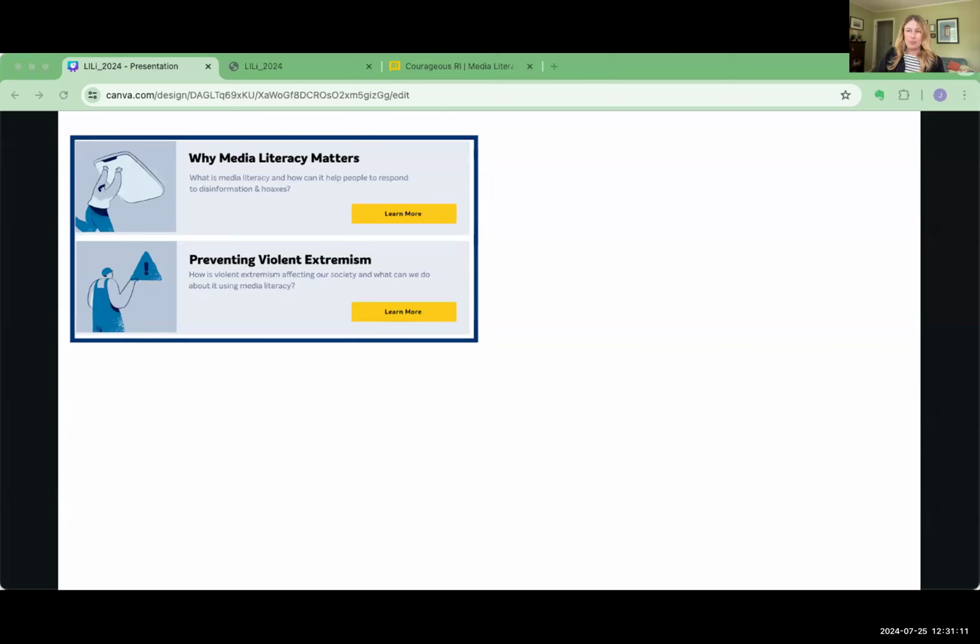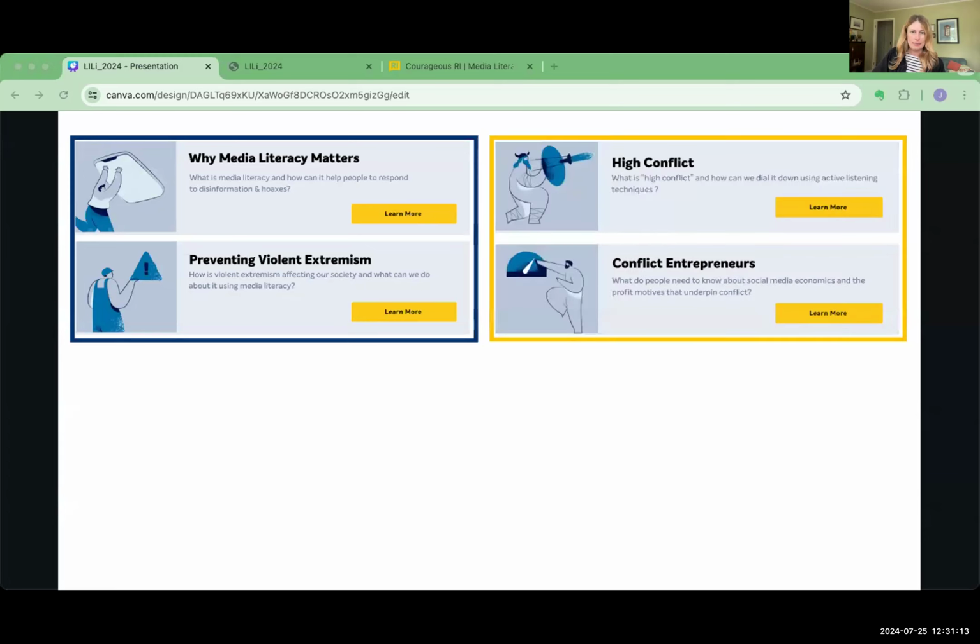There's a lesson on preventing violent extremism, high conflict online. Is there good conflict online? Conflict entrepreneurs, which I think is a really interesting one. This idea that there is an incentive to people online to create conflict. The old saying, there's no such thing as bad PR, holds true in a social media environment.